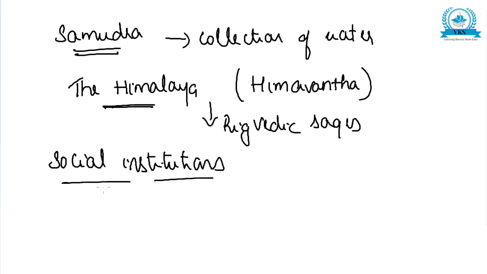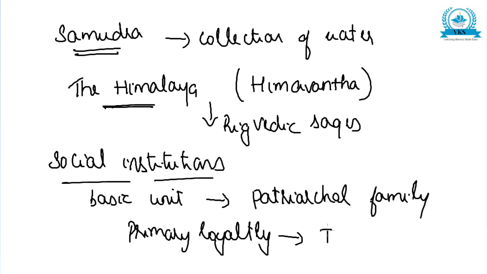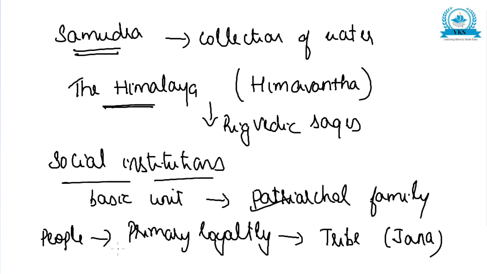Regarding social institution, the basic unit was probably the patriarchal family. The primary loyalty of the people was towards the tribe, and this tribe was called Jana. So that is the first point regarding the social institution: the tribe was given loyalty and was called Jana.